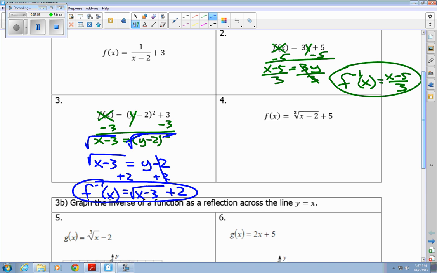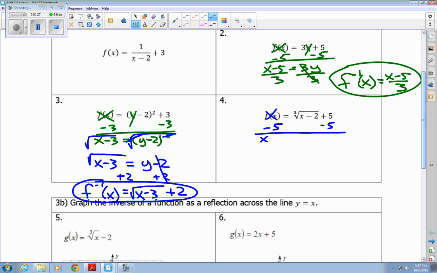Number 4, very similar to number 3. Switch our x's and y's. We look on the right side. If I had a number in for y, how would I simplify this? I'd subtract 2 first, then I'd cube root it, and then I would add 5. I need to do the reverse order of this to simplify. So instead of add 5, we subtract 5.